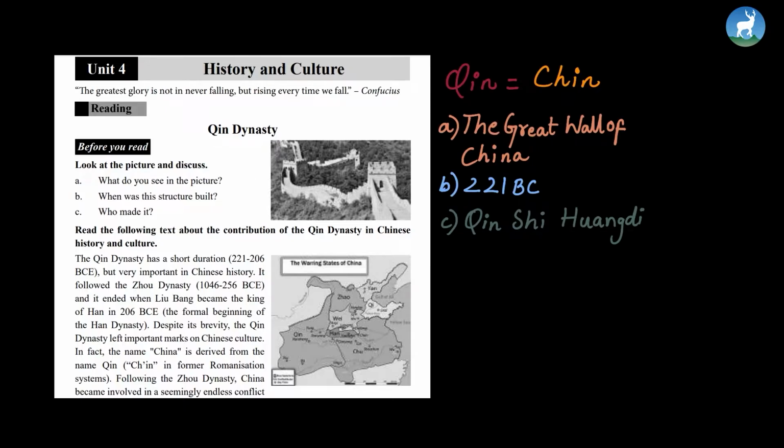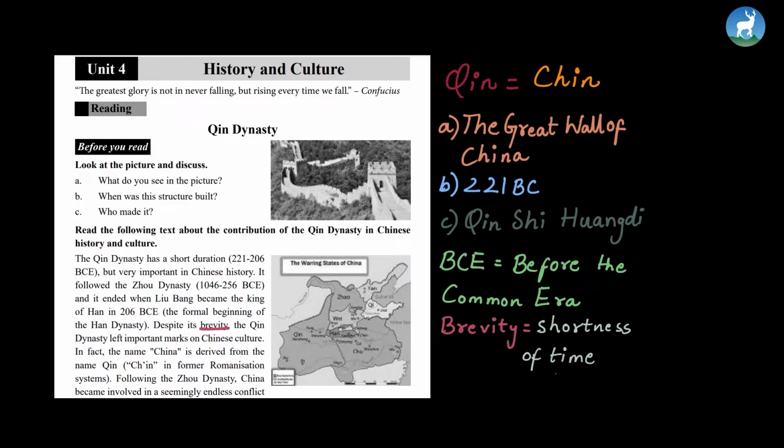Number A. What do you see in the picture? The Great Wall of China. Number B. When was this structure built? 221 BC. And number C. Who made it? Qin Shi Huangdi. Now let's read the passage.